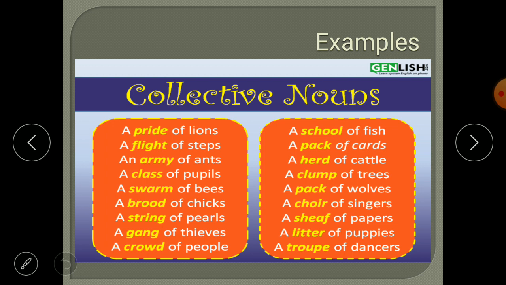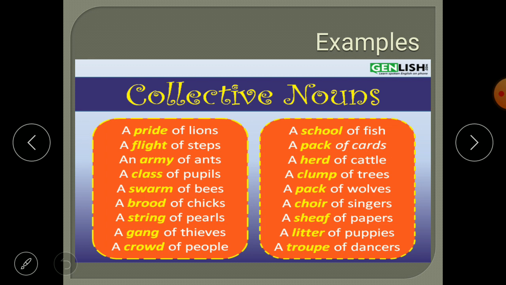Here are few examples which you should learn. So let's read out and try to learn maximum of these collective nouns. First is a pride of lions. Pride is the collective noun used for lions. Flight of steps, an army of ants, a class of pupils, a swarm of bees, a brood of chicks, a string of pearls, a gang of thieves, a crowd of people. When you see so many people in the market, we say there was a huge crowd. So, crowd is the collective noun to represent so many people.